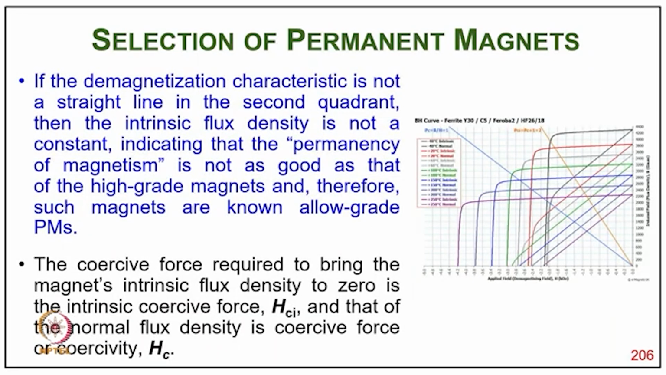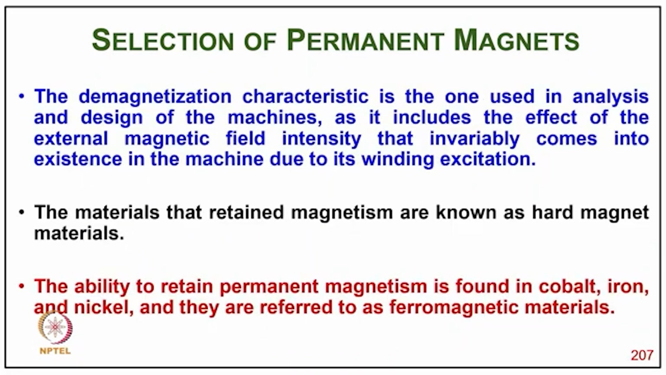And as you can see, the BH characteristic of these. If the demagnetization characteristic is not a straight line in the second quadrant, then the intrinsic flux density is not constant, indicating the permeability of the magnet is not as good as that of high grade magnets, and therefore such magnets are known as alloy grade magnets. The coercive force required to bring the intrinsic flux density to 0 is the intrinsic coercive force HCI, and that for normal flux density is the coercive force or coercivity.